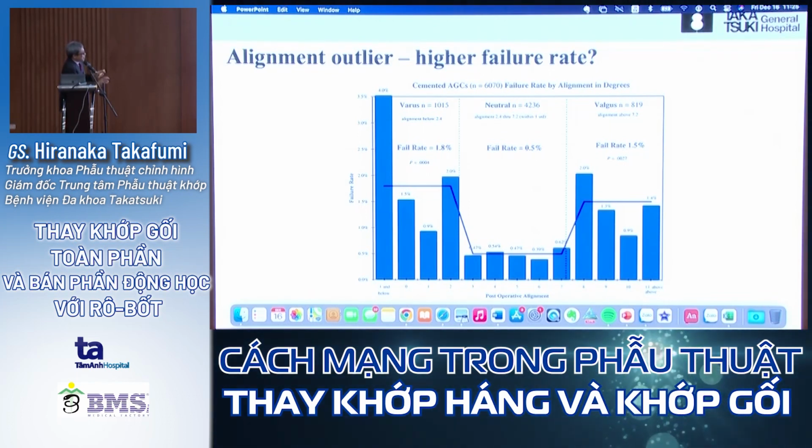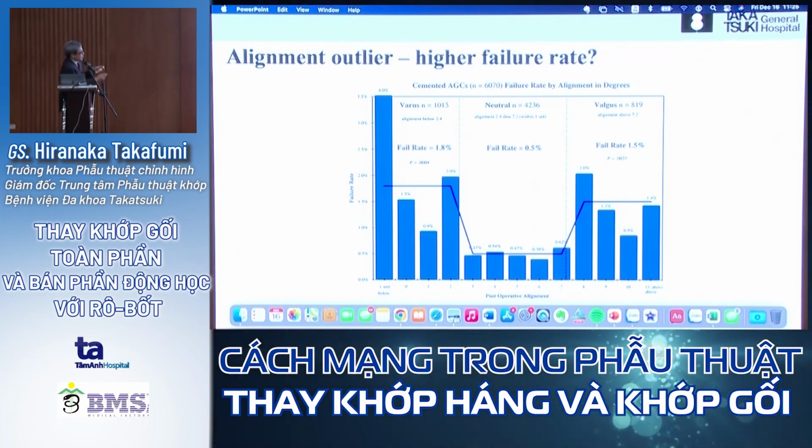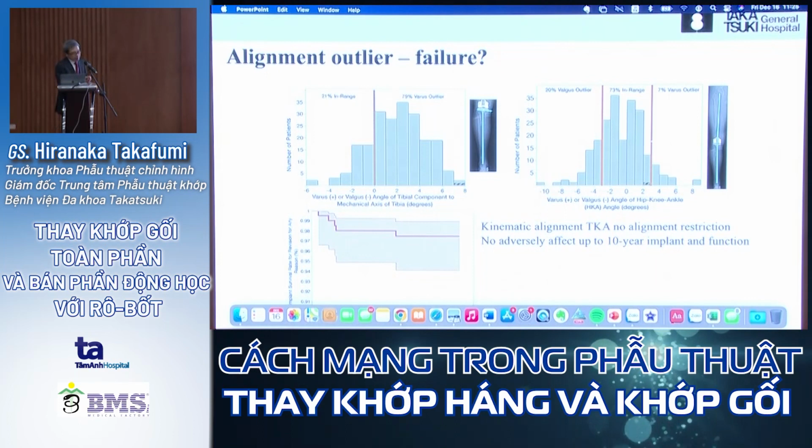So we cannot naively interpret this data for kinematic alignment. Anyway, we are worried about the outlier in terms of component and leg alignment. But in the Western countries, up to 10 years, the total leg alignment and the component alignment doesn't matter, as long as we follow the true kinematic alignment concept.